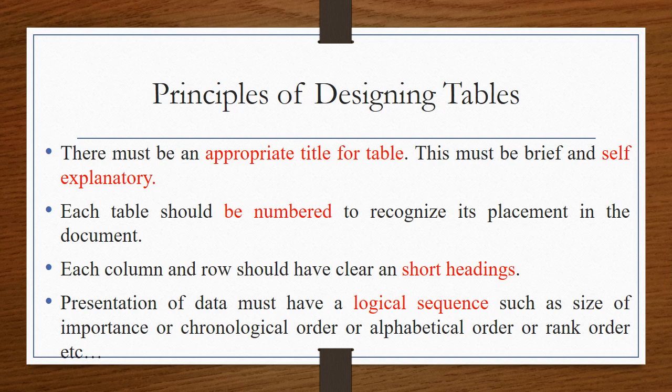First, we should give an appropriate title for the table, which will be self-explanatory. The title itself will be self-explanatory. Second, it should be numbered. So you should give the number 1, 2, 3, like that. You should give a number to the table for its placement in the document. The next is each column and row should have clear and short headings. So every column and row should have short headings.